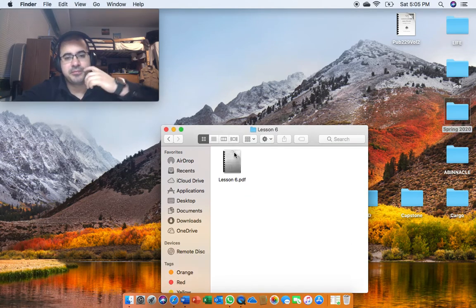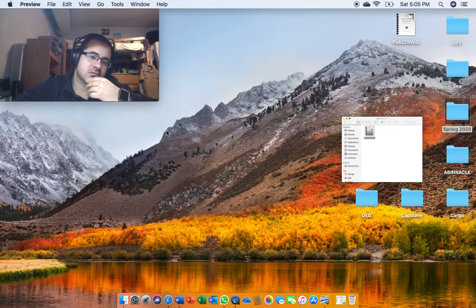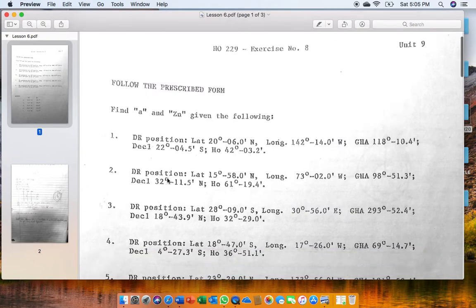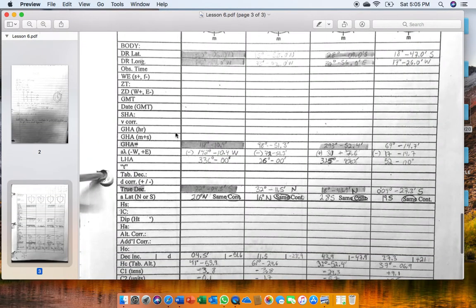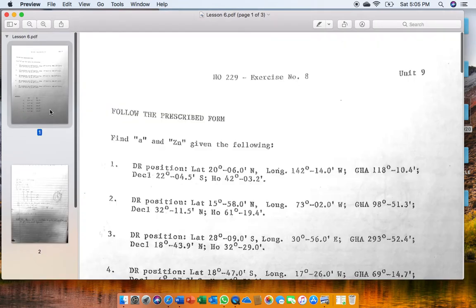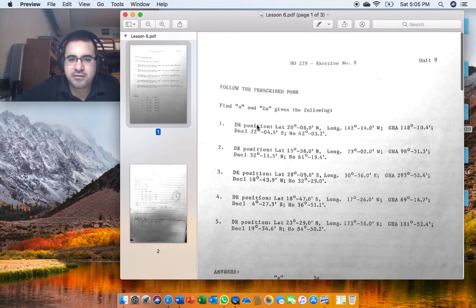Okay, so once again, print out this form. This came out kind of bad, but this first one came out good, so you can fill in the blanks. So we have the first one. It says find A and ZN given the following, right? So we got latitude, longitude, GHA, declination, and HO.